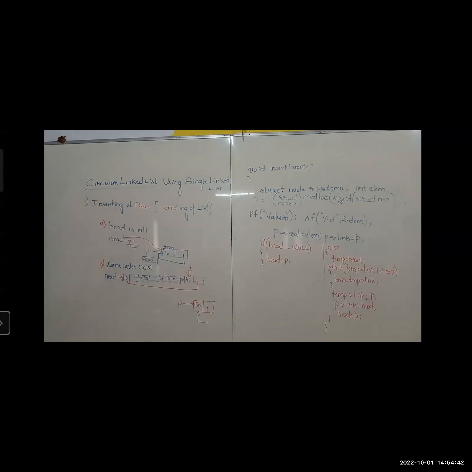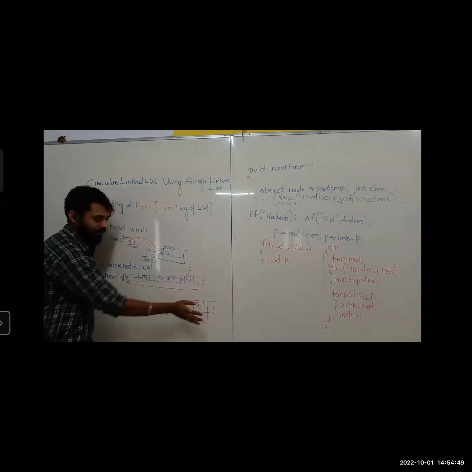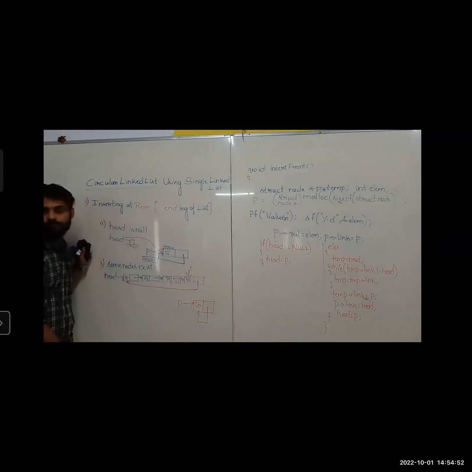It was just an example to make it easily understandable for you. Whatever you want, in place of 0 you can add E, whatever you want to add. But the logic part, is that clear?